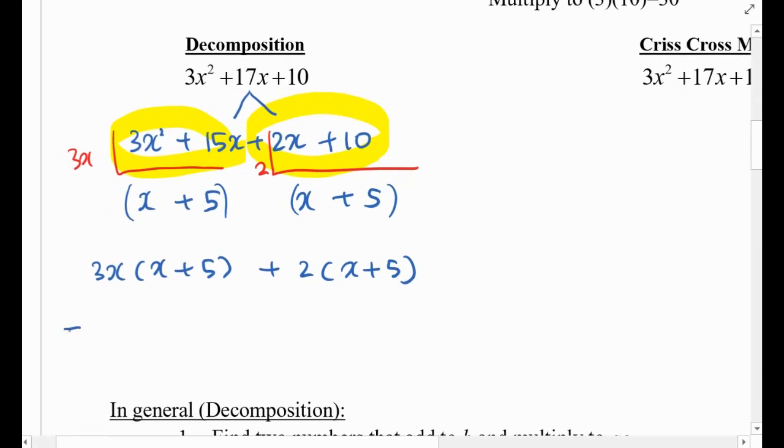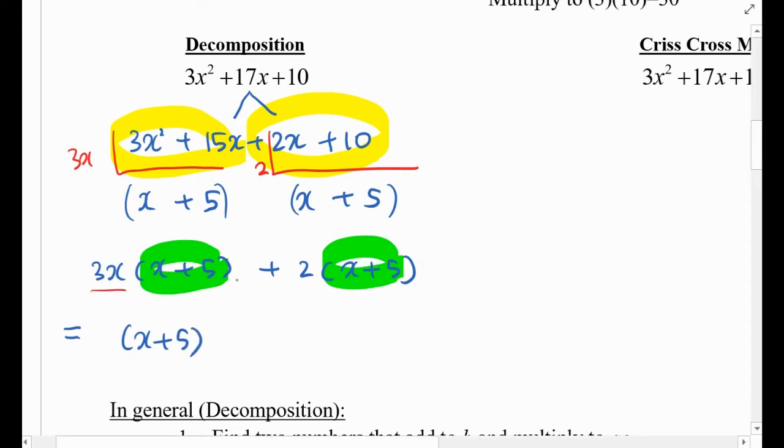Right? Okay, then we're going to factor out the bracket. So x plus 5, factor it out. And the leftover is 3x plus 2. So the answer is (x plus 5)(3x plus 2). This is how to factor trinomials with a coefficient of x squared.